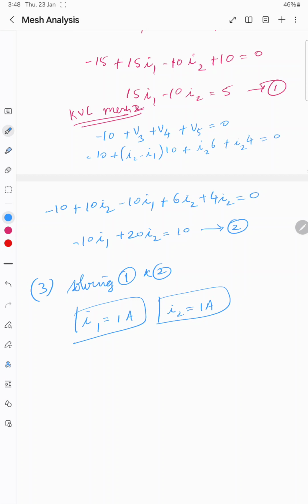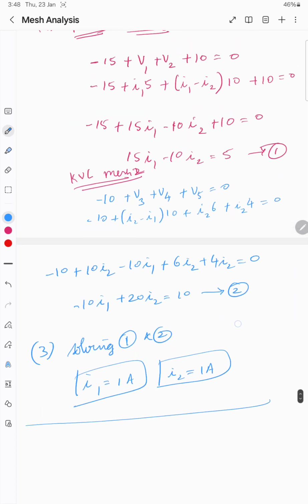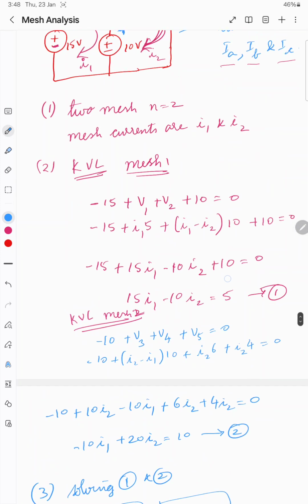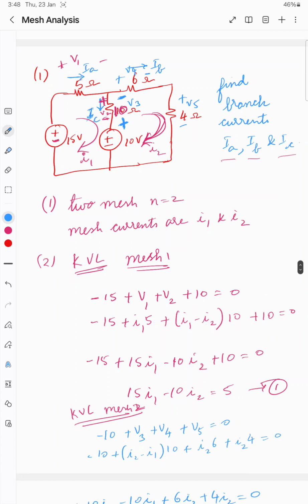Okay, now I give a practice problem for you. You try this out. Okay, the question is not yet solved. We have just found out I1 and I2, right? We need to find IA. What is IA? IA is the current flowing through the branch 5 ohms. So by observation, we can clearly say IA is equal to I1.